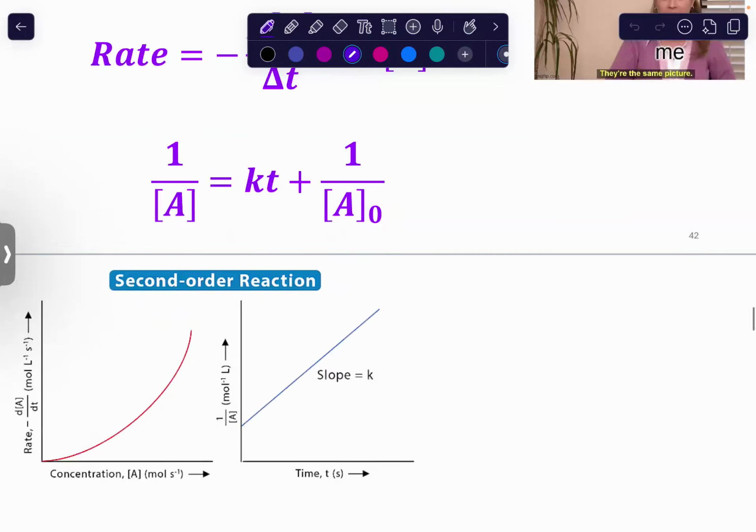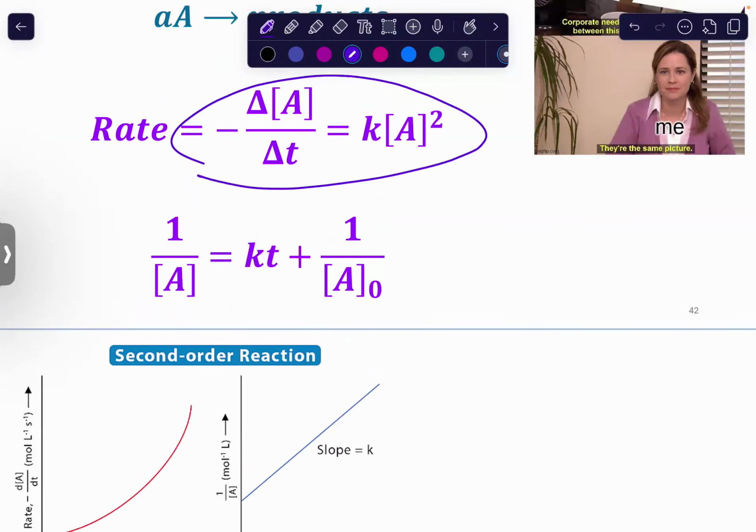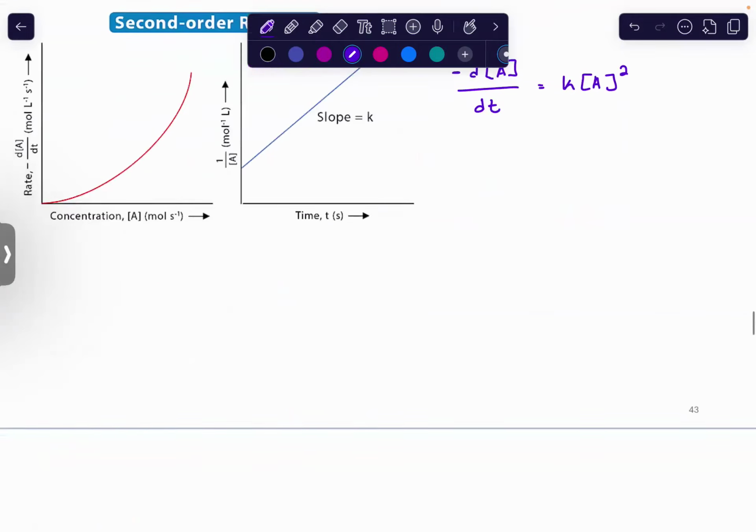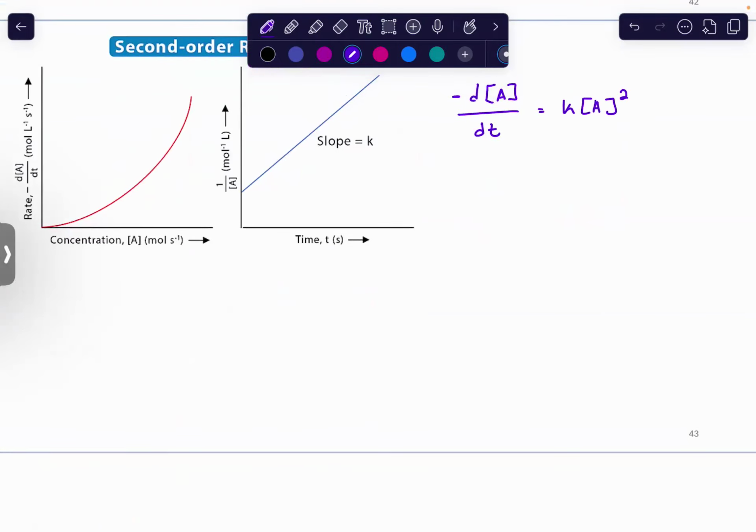All right, so let's just start out. Let's take this here. We'll turn that into its differential form. And then we're going to do separation of variables. I'll move the needle to the other side.